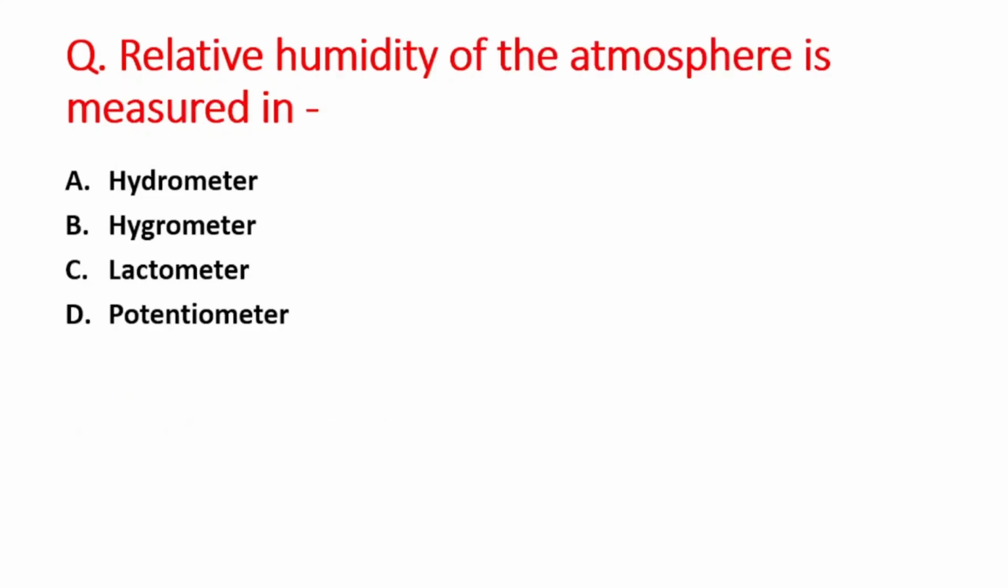Next question is relative humidity of the atmosphere is measured in. A option is hydrometer, B is hygrometer, C is lactometer, and D option is potentiometer. So right answer is option B, that is hygrometer.